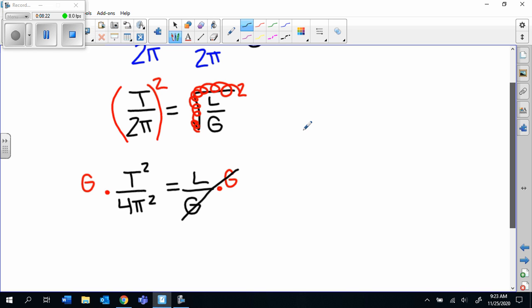So let's rewrite our final answer. It is G over 1. So G is in the numerator. So it's L equals GT squared over 4 pi squared.